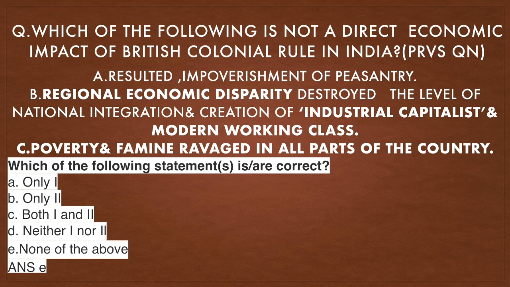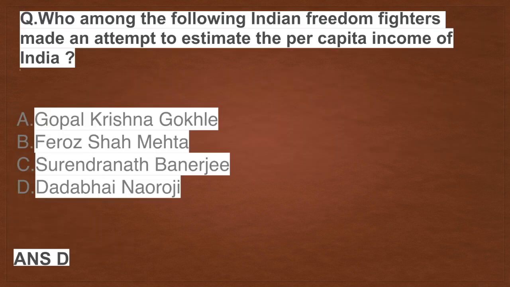Our question asks for what is not a direct economic impact. Hence, the answer is none of the above. Who among the following Indian freedom fighters made an attempt to estimate the per capita income of India? A. Gopalakrishna Gokhale, B. Firoz Shah Mehta, C. Surendranath Banerjee, D. Dadabhai Naoroji. The right answer is Dadabhai Naoroji, a freedom fighter who made an attempt to estimate the per capita income of India.